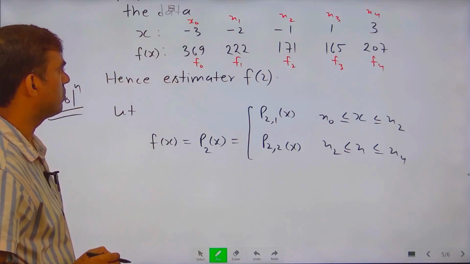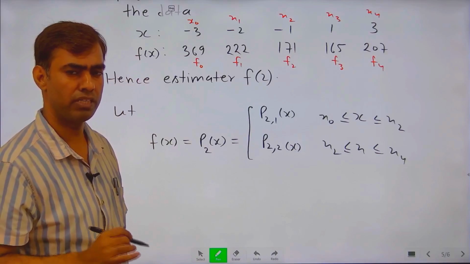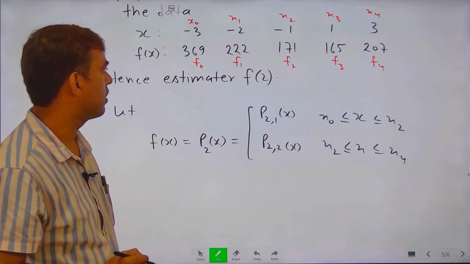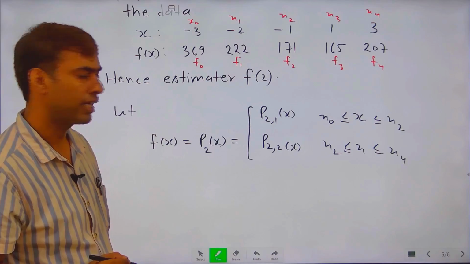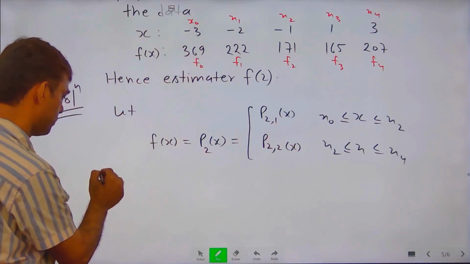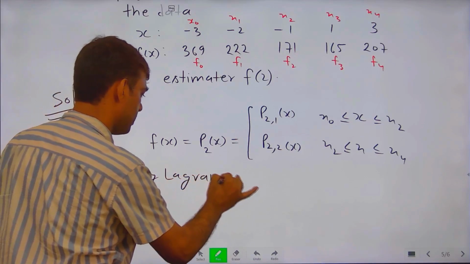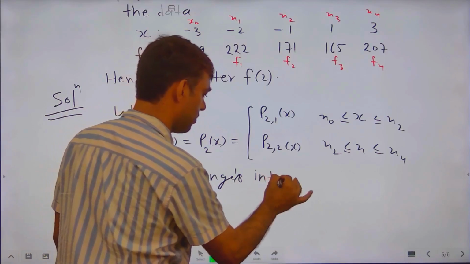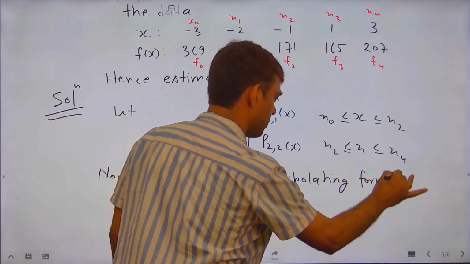If we closely observe this data, it is given for unequal class intervals. So, we cannot use the interpolating formula for equal class intervals. Here we are going to use an interpolating formula for unequal class intervals. For the sake of simplicity, we are going to use the Lagrange interpolation formula in order to find the values of p2,1(x) and p2,2(x). Now, by Lagrange's interpolating formula.